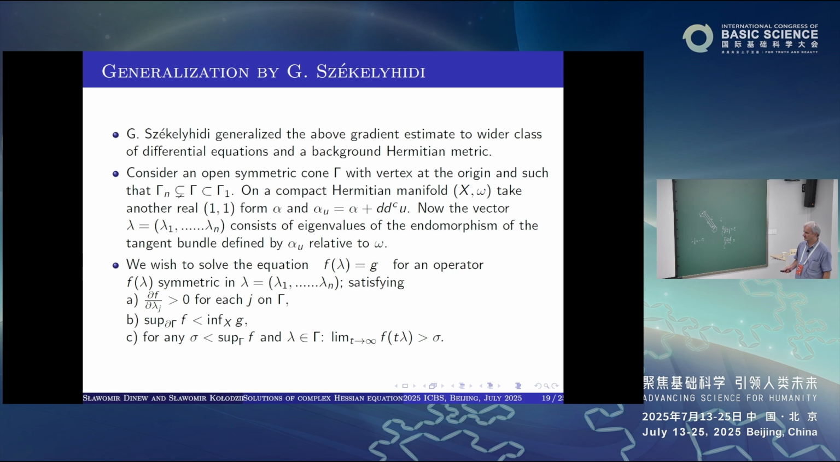And we have this condition, so we take any number sigma smaller than the supremum of f, and then we take the limit of f, so we go in this direction of lambda to infinity, then you should get something bigger than sigma. It gives us certain compactness. Okay, so those are assumptions on the operator.